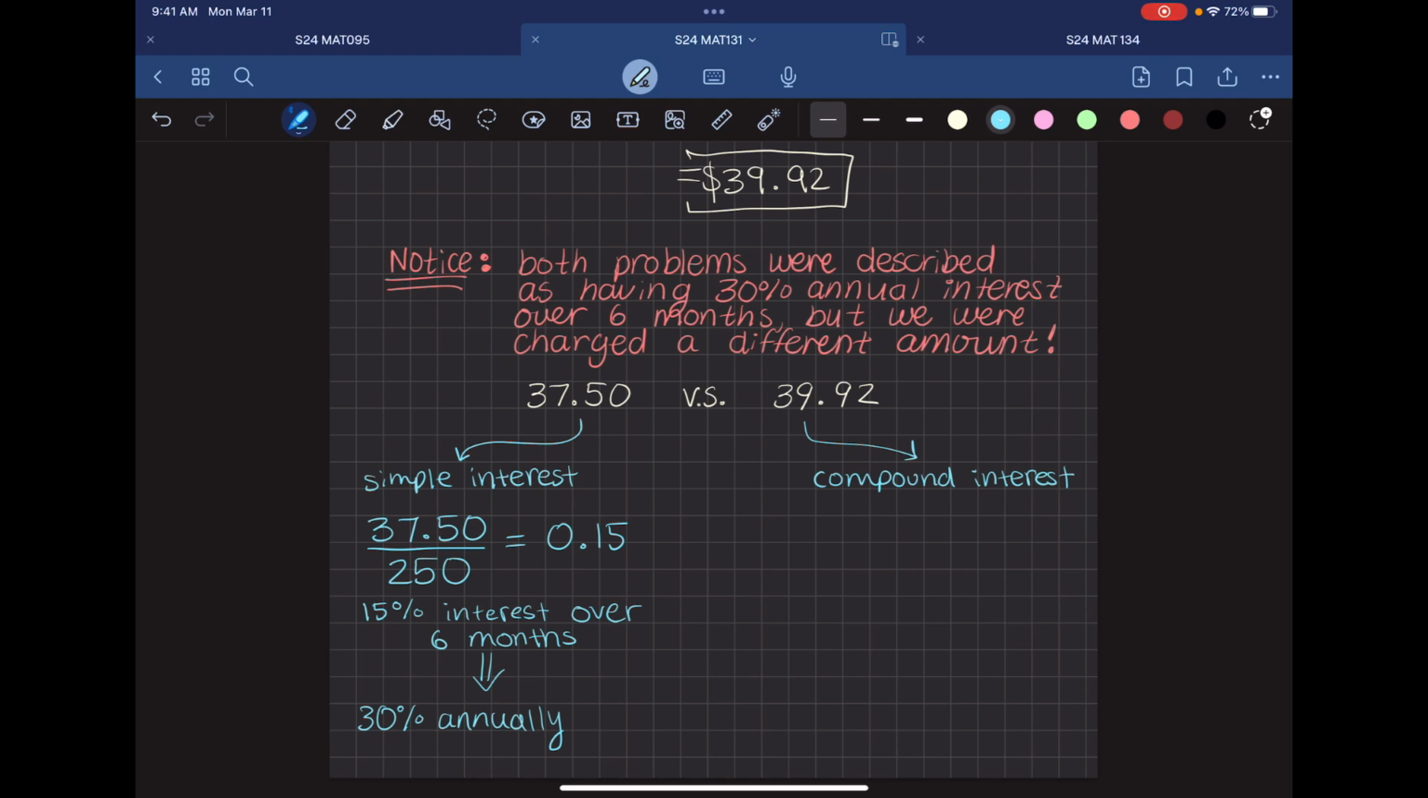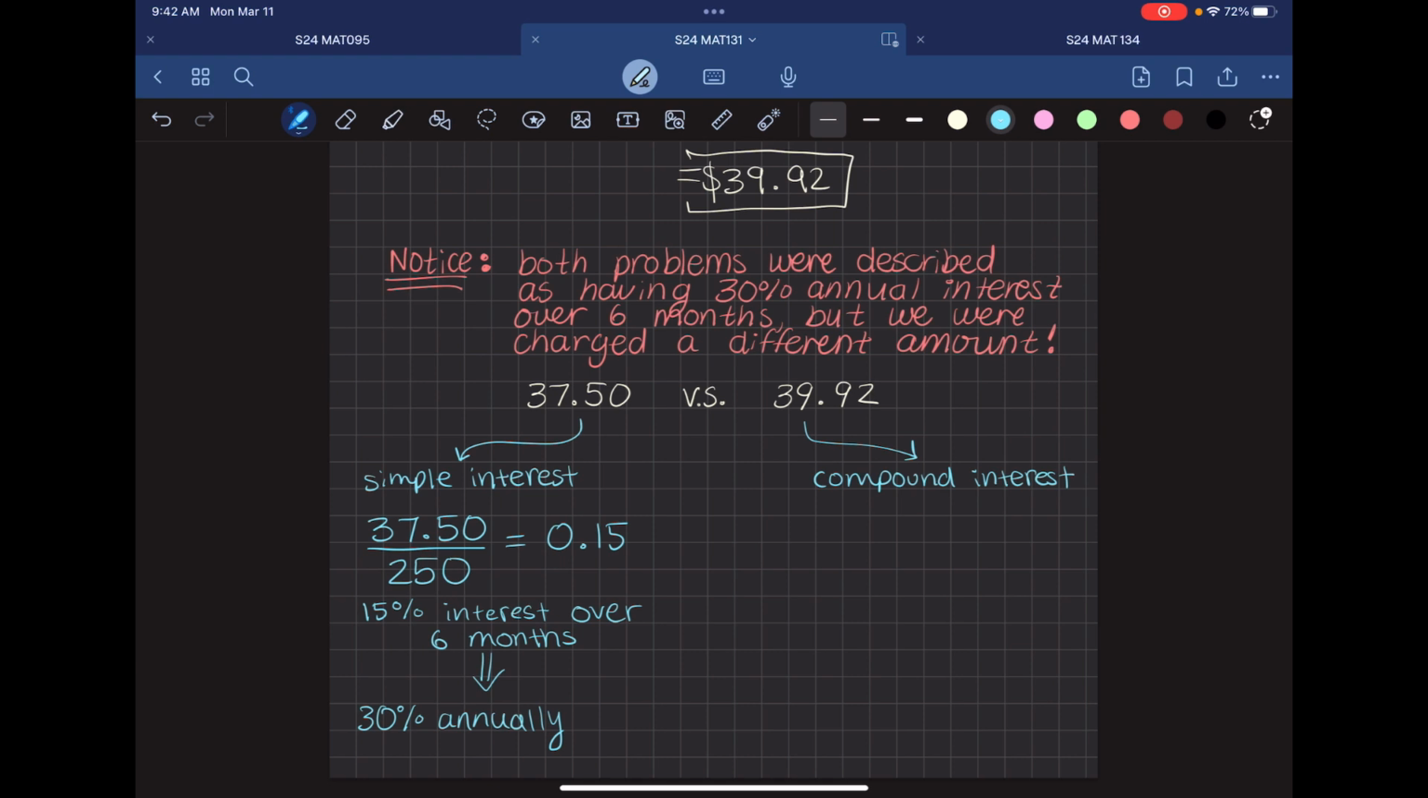which makes sense with simple interest because we're exactly just applying the interest once. So if we do this, we should always get back what our annual interest rate was in the beginning because we're not compounding our interest. It's just a flat 30%. If it's 6 months, it's going to be 15%. If it's 2 years, it's going to be 60%. It's very nice like that.